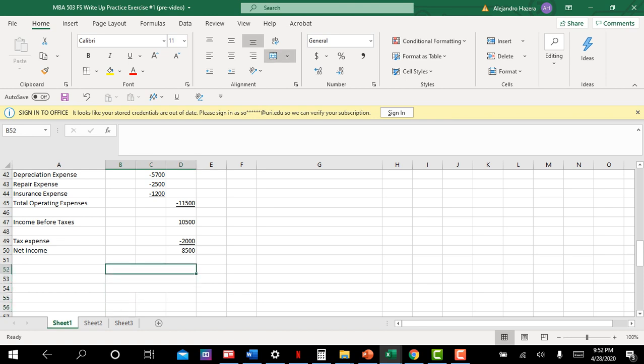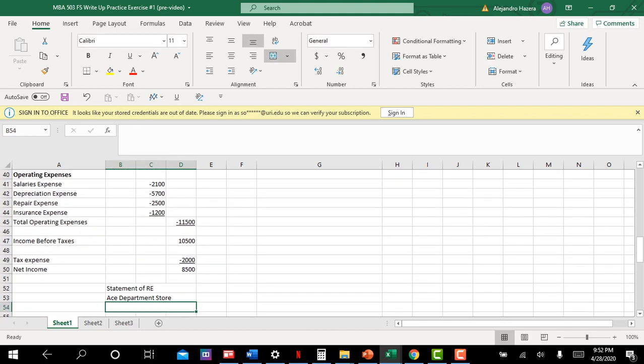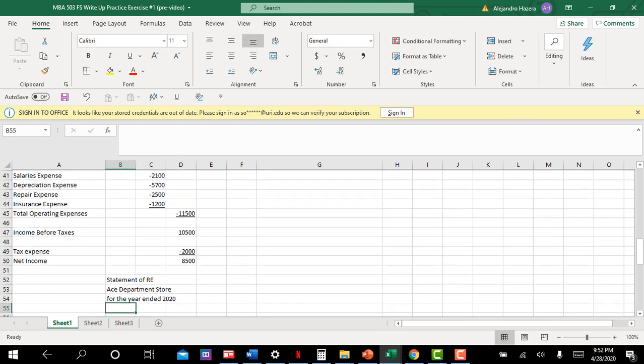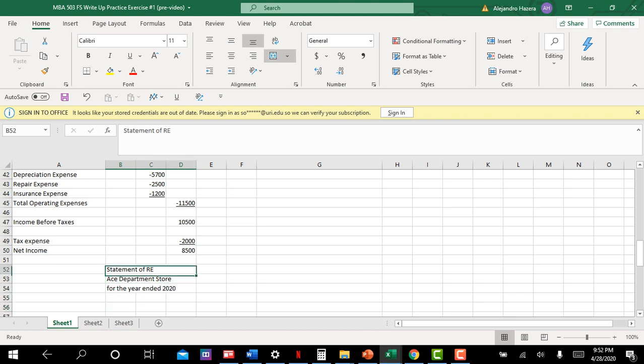Okay, so let's say statement of retained earnings. Actually, the company name should come first, but it doesn't matter. Our company name is Ace Department Store, and this is the statement of retained earnings for the year ended 2020. In a sense, retained earnings mixes the income statement, which is a period of time, with the balance sheet, which is a point in time. It's really more of a balance sheet account, although it includes net income.